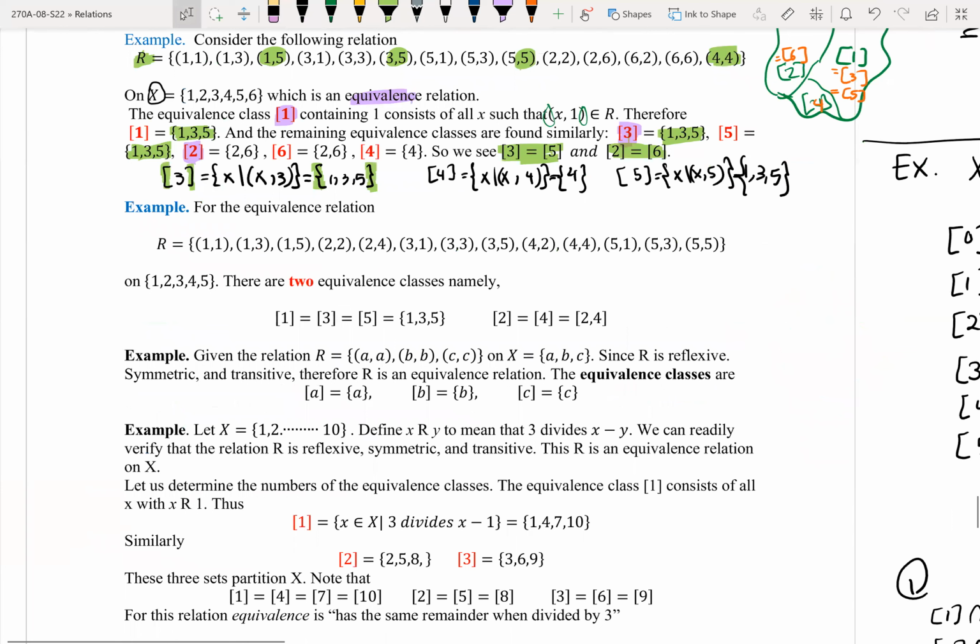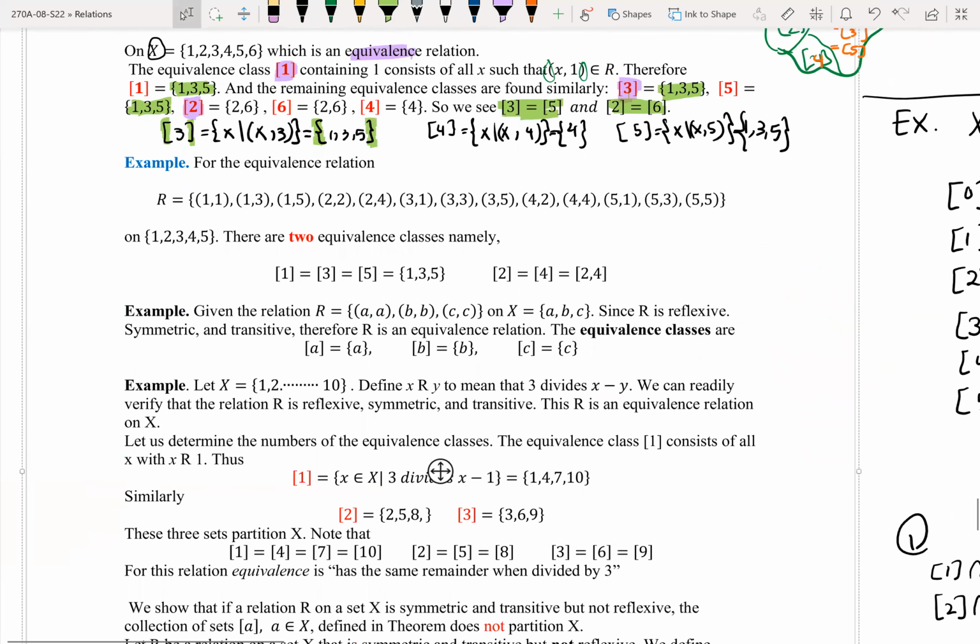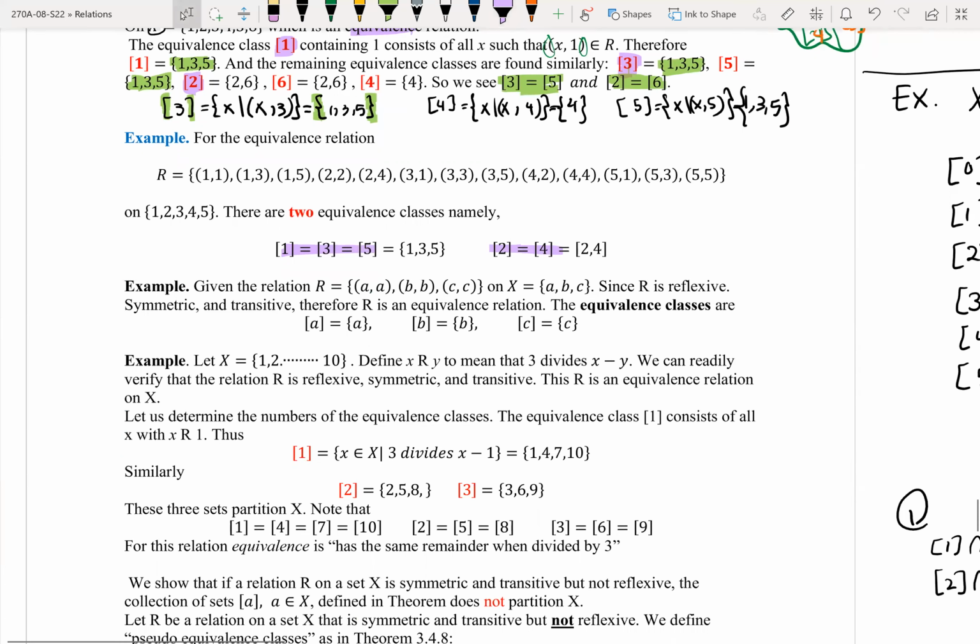Here we are. So that's exactly what we were discussing. The classes of 1, 3, 5 are the same, and 2 and 4 are the same for this equivalence relation. And then it has another example.